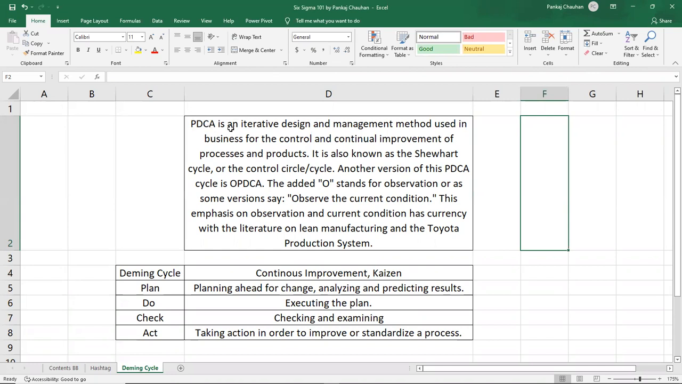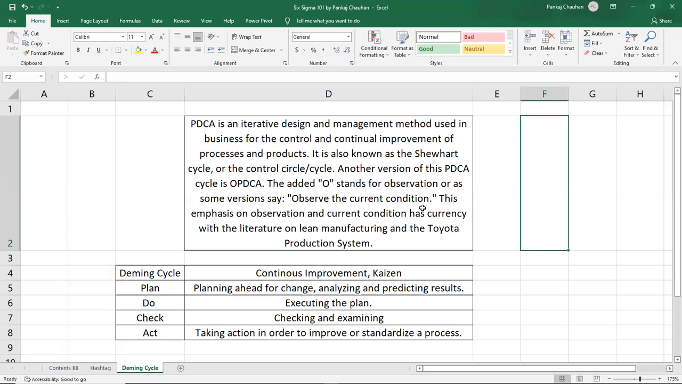PDCA is an iterative design and management method, which is used in business for the control and the continual improvement of processes or products. This is also known as the Shewhart cycle. The only difference between the Shewhart cycle and the Deming cycle is that Shewhart talks about PDSA, where S stands for study. Deming replaced the S with C for check, and it became the PDCA cycle.